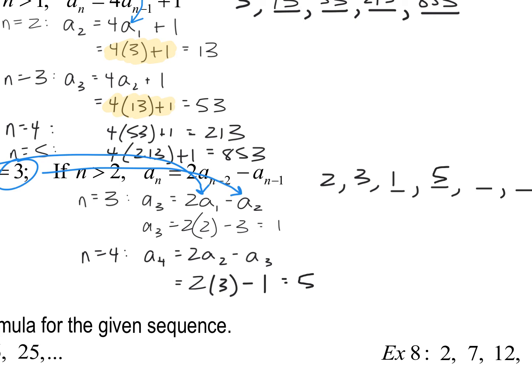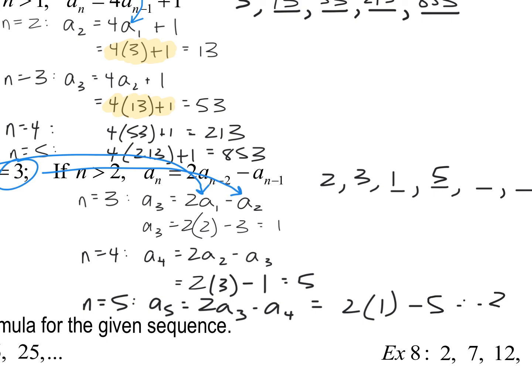What happens when I plug in n equals 5? That means I get the fifth term is 2 times a sub 3 minus a sub 4. So what was the a sub 3 again? The third term was 1. I'm going to plug in a 1 there. And a sub 4 is the fourth term, which is 5. Gives me negative 3. Pretty weird.